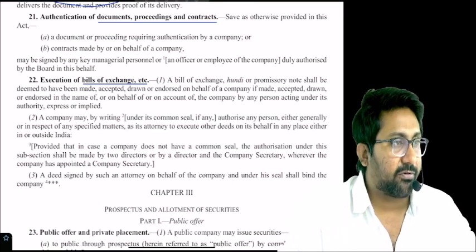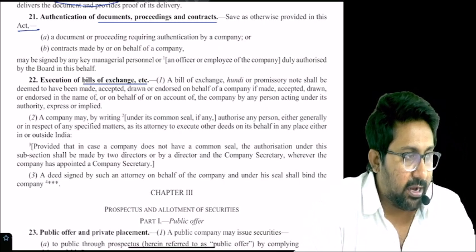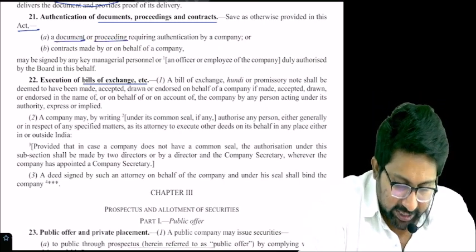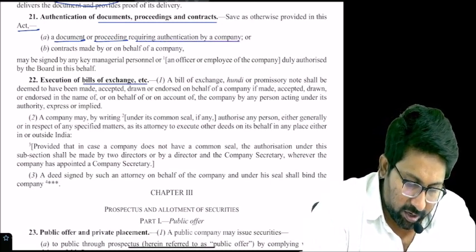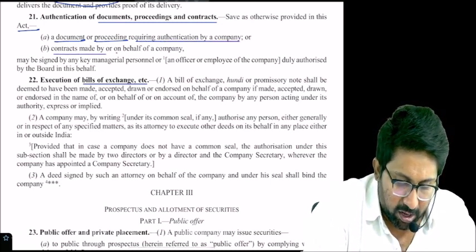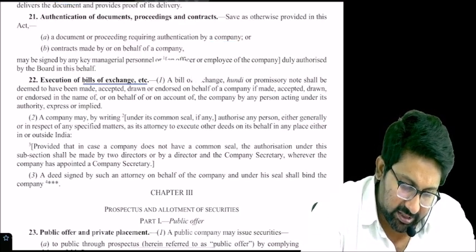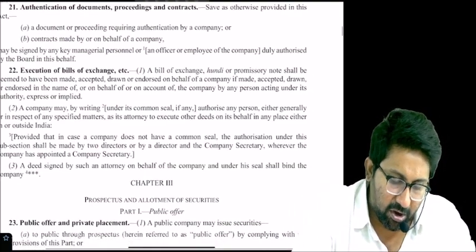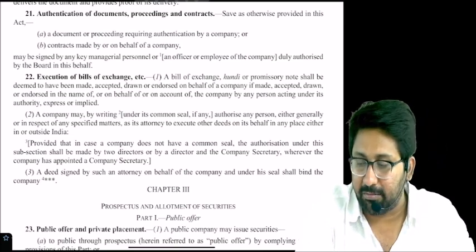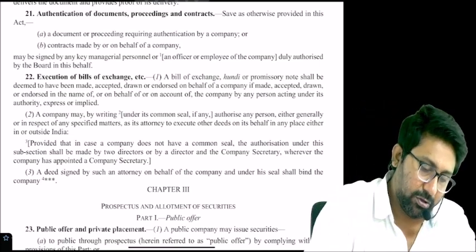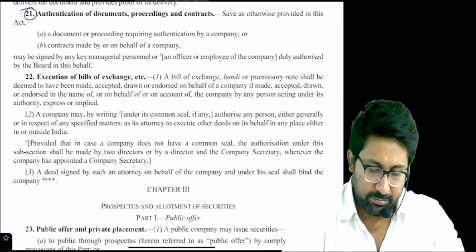Please, everyone, start reading. Save as otherwise provided in this Act, a document or proceeding requiring authentication by a company or contracts made by or on behalf of a company may be signed by the KMP or an officer or employee of the company duly authorized by the board in its behalf. Read this first. Read the section.